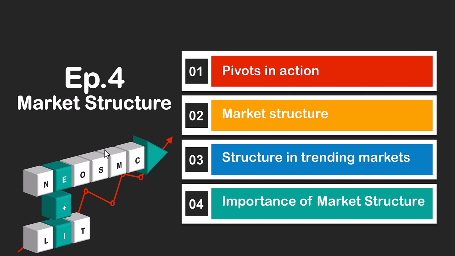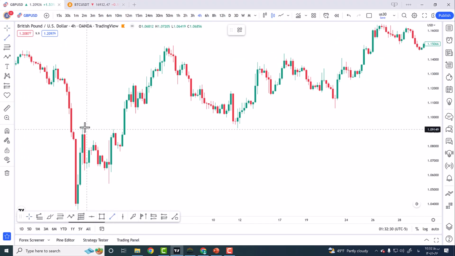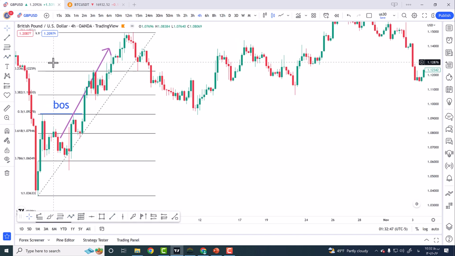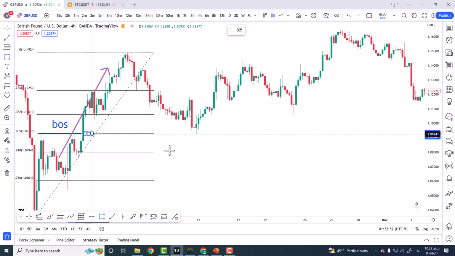And for getting deep into the market structure, we should first learn the basic conventional knowledge about the simplistic view of the market structure. But what is market structure? The market structure shows us the order flow of the markets and the protected and targeted pivots. But first, why is it so important?